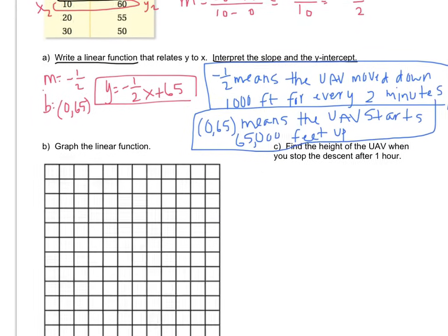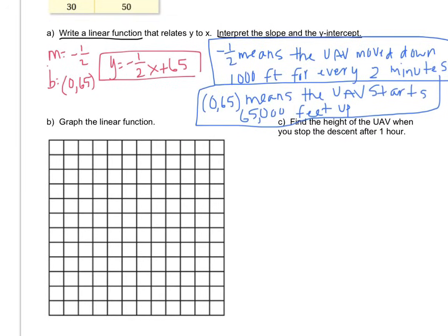I would like you to pause the video and graph the linear function that we just did. Be careful of your scale. And when you're ready, play the video and I'll show you my graph.